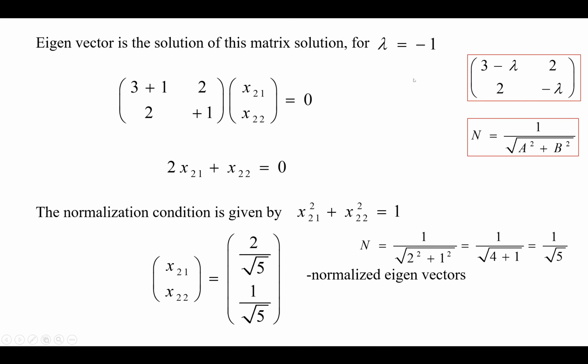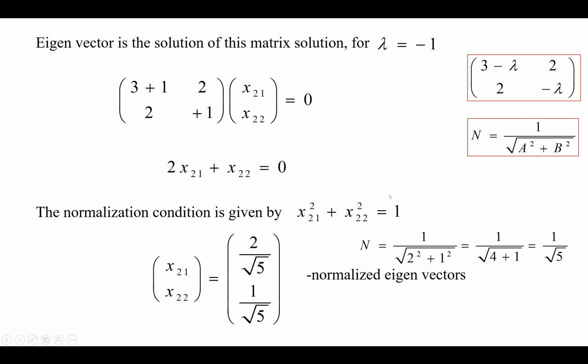You just take lambda equals minus 1 and substitute in the secular determinant matrix, which is given as 3 minus lambda, 2, 2 minus lambda. So which is given as 3 plus 1, 2, 2, 2 plus 1, with x21 this time, x22, which is equal to 0. So 3 plus 1 gives us 4, and here you get 2. So that will give us 4 x21 plus 2 x22 equals 0. We can write this as 2 x21 plus x22 equal to 0, dividing by 2.